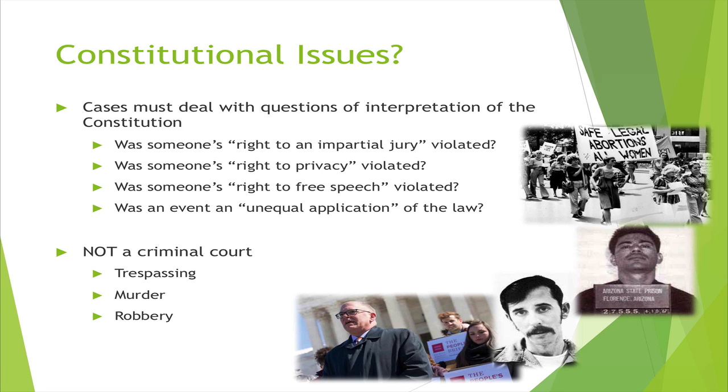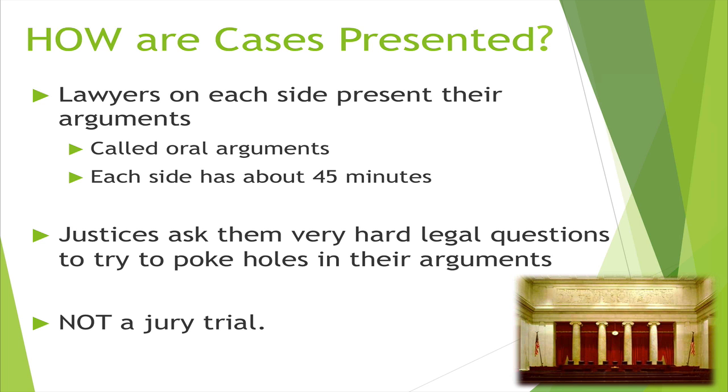But the Supreme Court isn't looking at someone's guilt or innocence regarding the murder part. They are looking at the constitutional issue surrounding the murder trial. How are cases presented to the Supreme Court? In essence, lawyers on each side present their arguments. They stand up there in front of the 9 justices, or the 8 justices right now, and they present their side of the case. And this is called the oral argument phase.